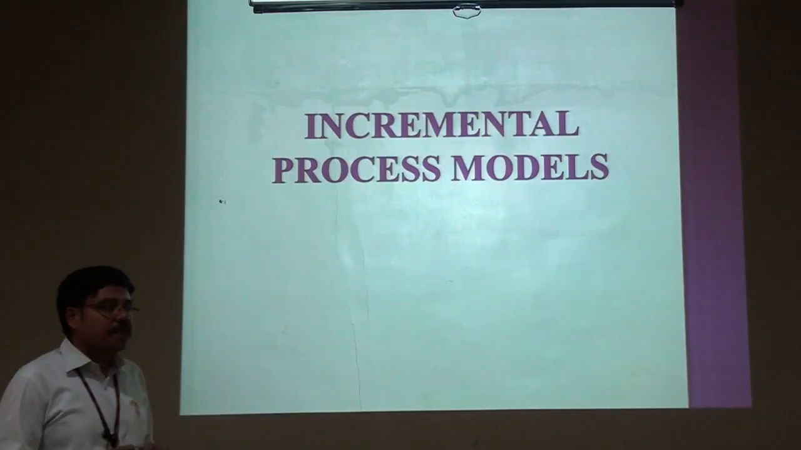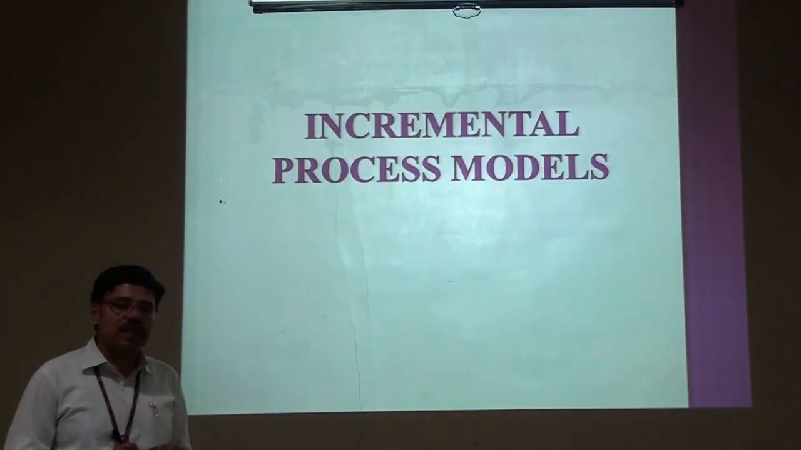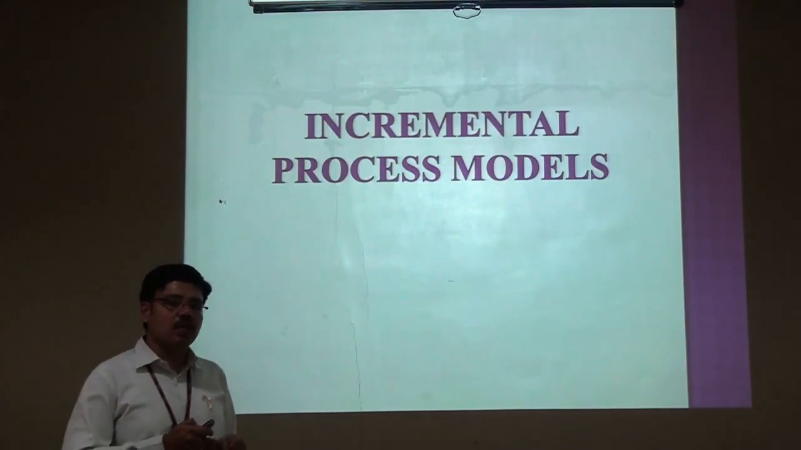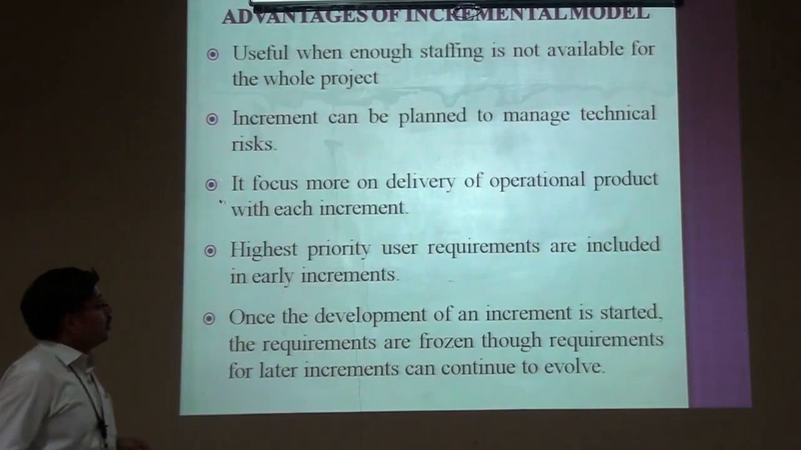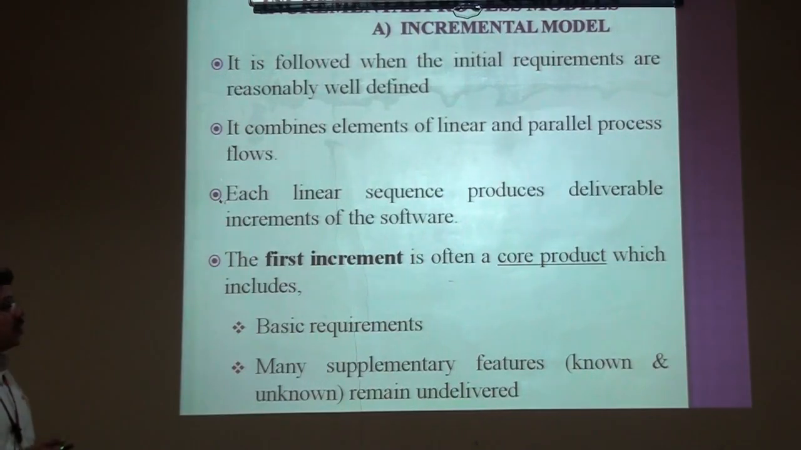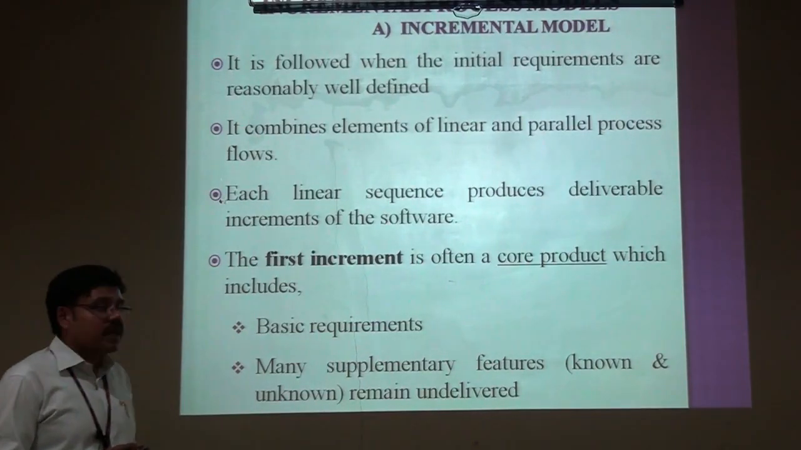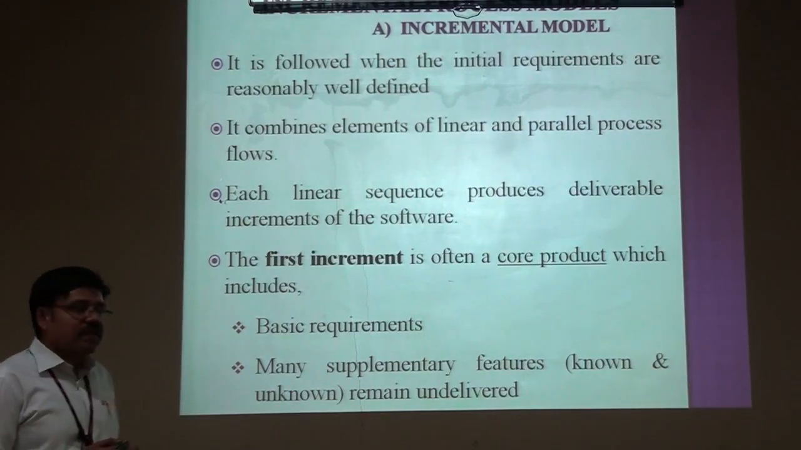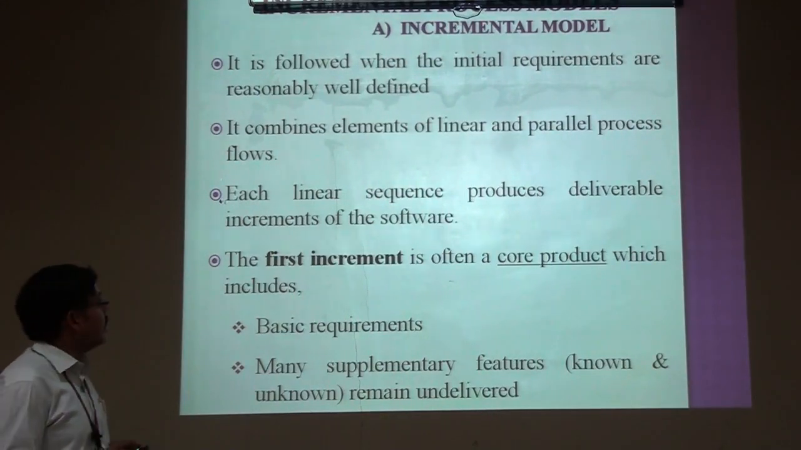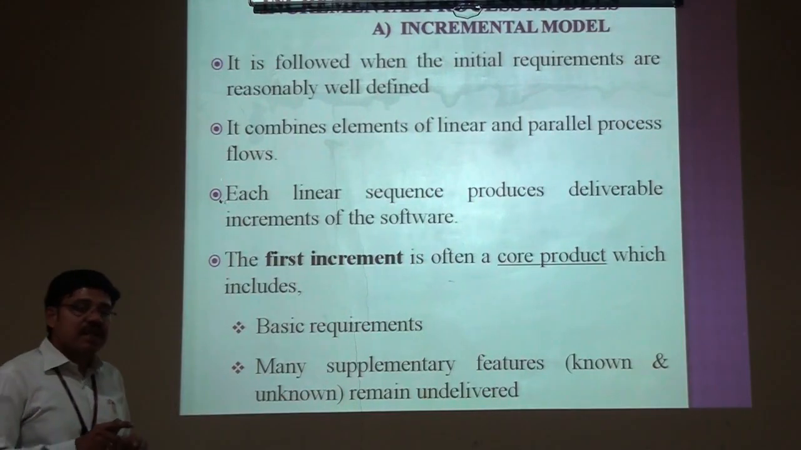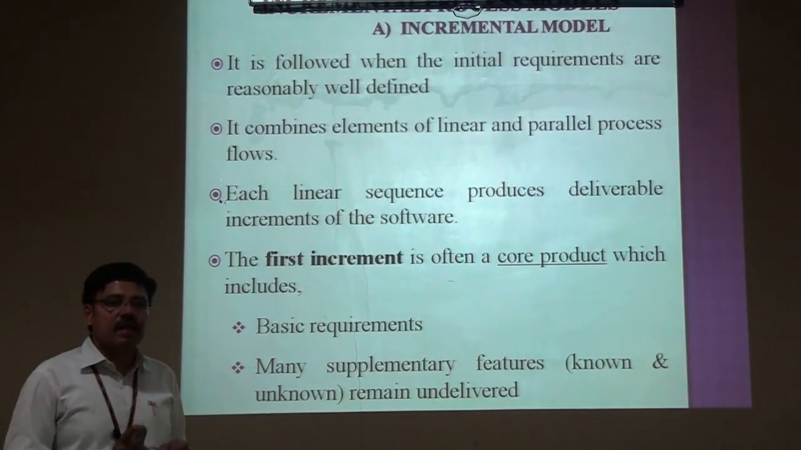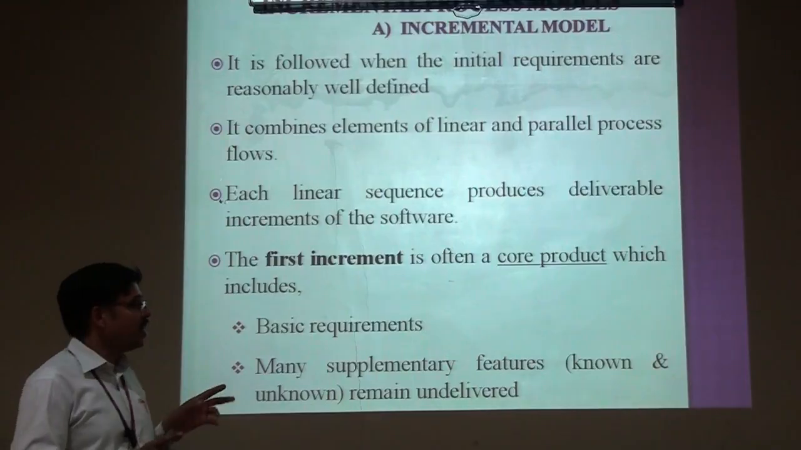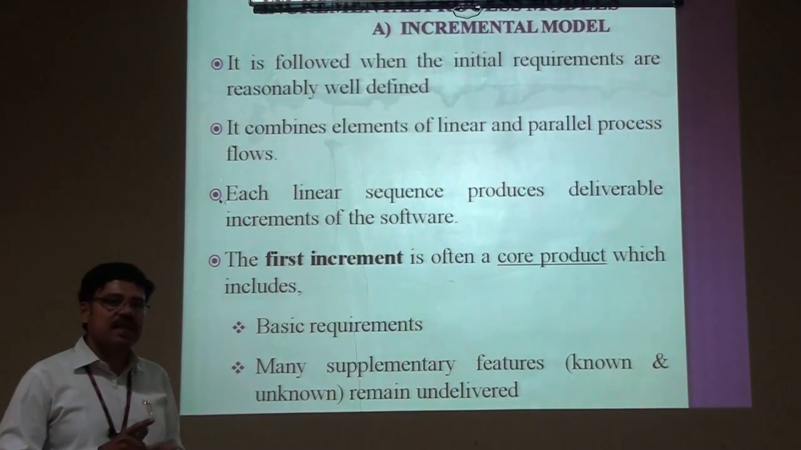Next is the incremental process model. Till now we have seen the waterfall model, which is a conventional process model. Since we have various limitations in the linear sequential model, in order to overcome them we go for incremental process models. The first of these is the incremental model. It is followed only when all the initial requirements are well understood and well defined. It combines the elements of the linear model as well as the parallel process model. In the previous model, only the linear sequential process is carried out, but here we combine both the linear process as well as parallel processing.